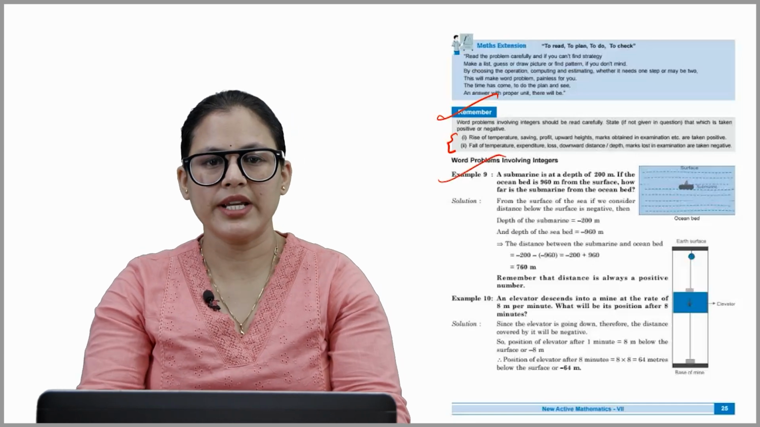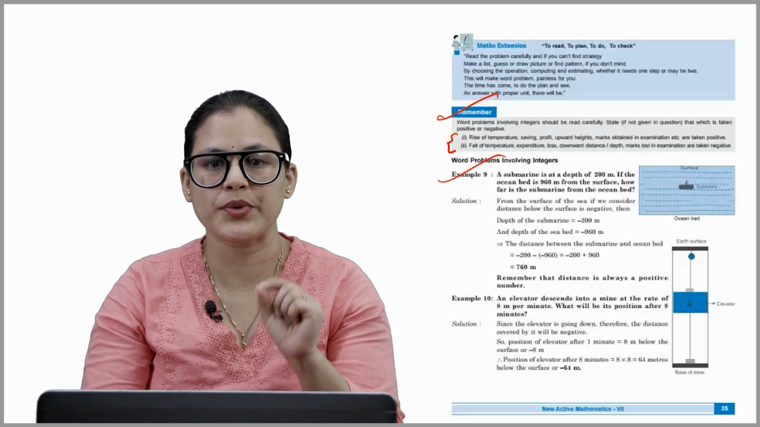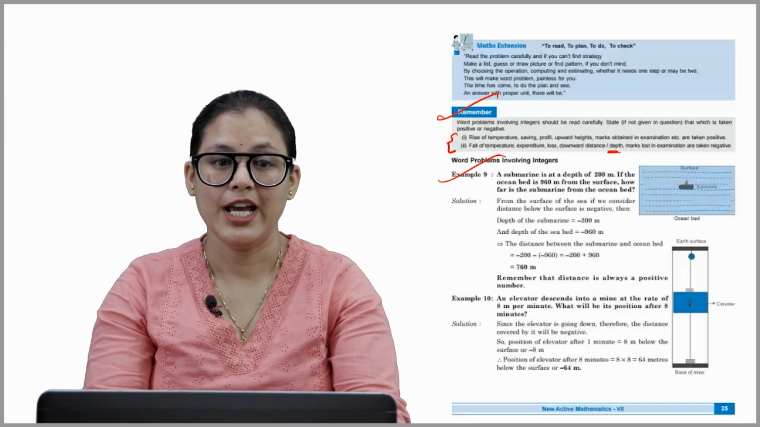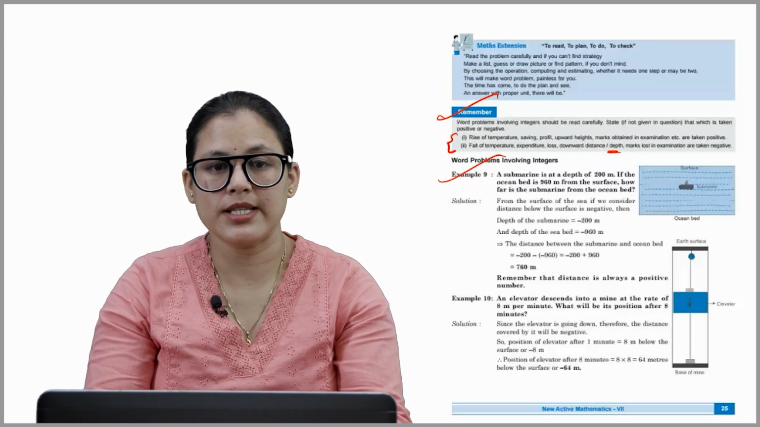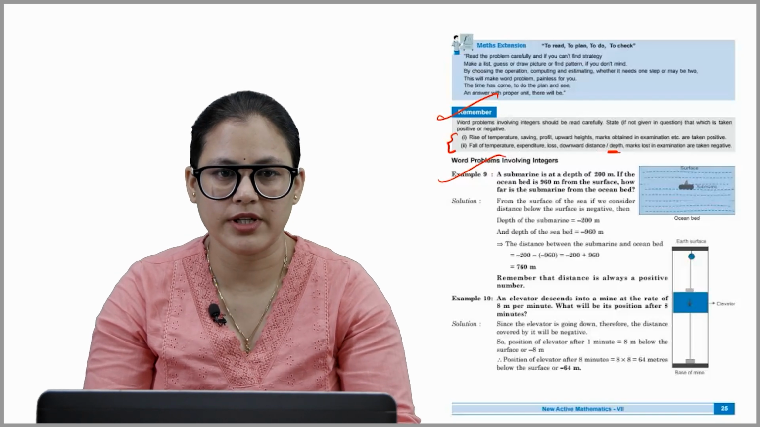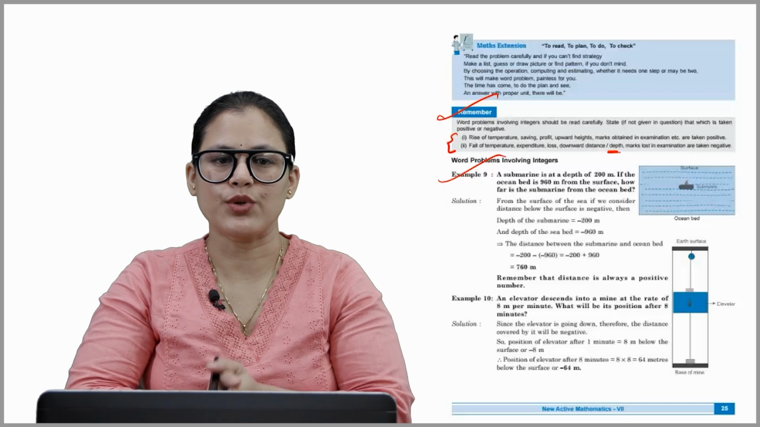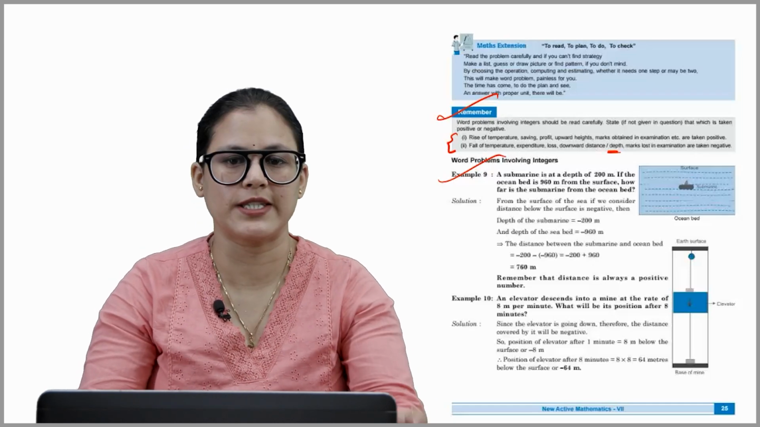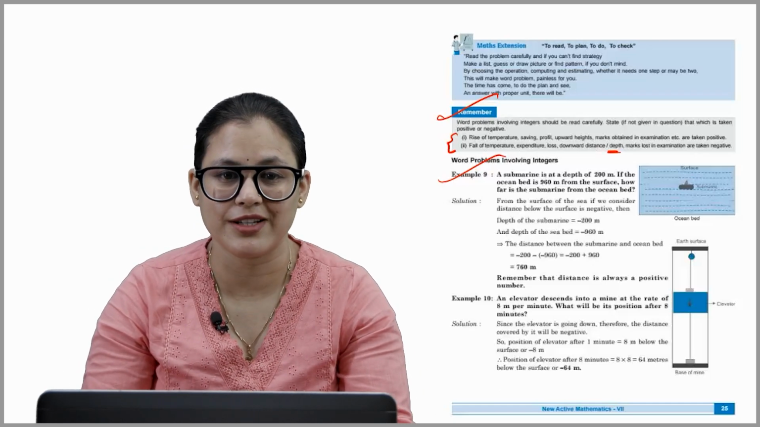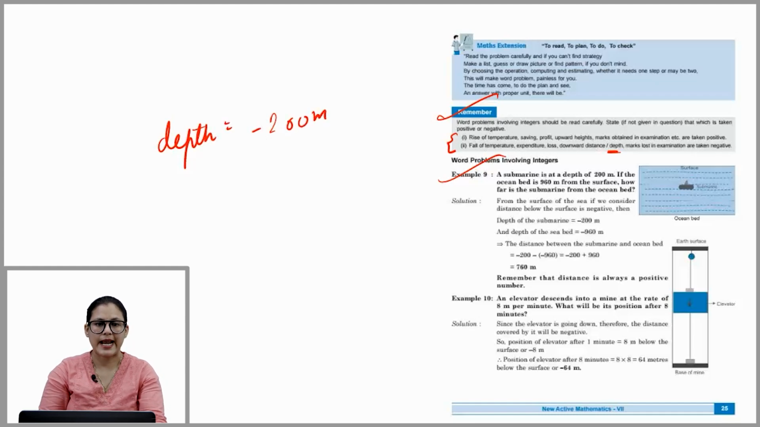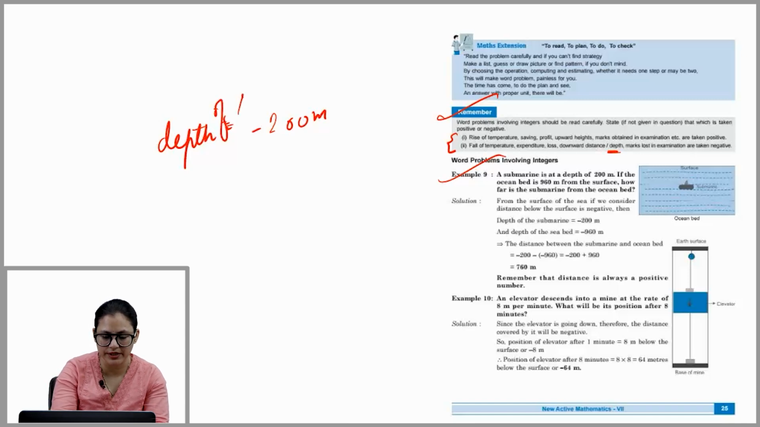Let's check out word problems involving integers. Example, a submarine is at a depth of 200 meters. So your depth is taken negative. If the ocean bed is 960 meters from the surface, how far is the submarine from the ocean bed? So what does the solution say? From the surface of the sea, if we consider distance below the surface as negative, the depth of the submarine is minus 200 meters, right? And depth of the seabed.